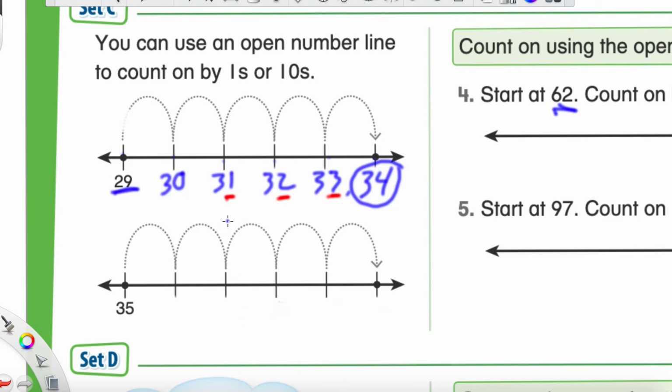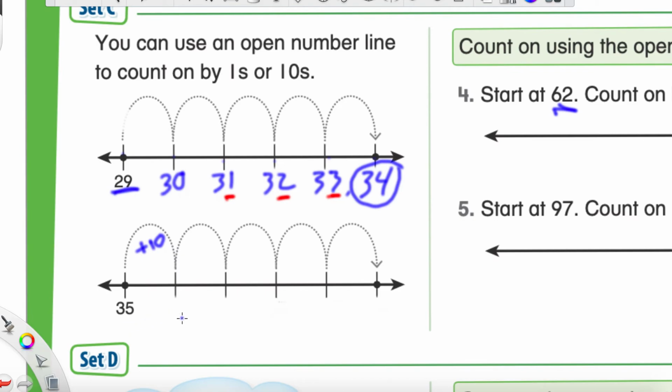Okay, and then at the bottom here, for the second open number line, they want us to count by 10's. And they want to know if you made 1, 2, 3, 4, 5 jumps, what number would you land on? Well, let's figure that out. And let's look for a pattern while we write. So what is 10 more than 35? Because remember, when we count by 10's, we're pretty much saying plus 10.